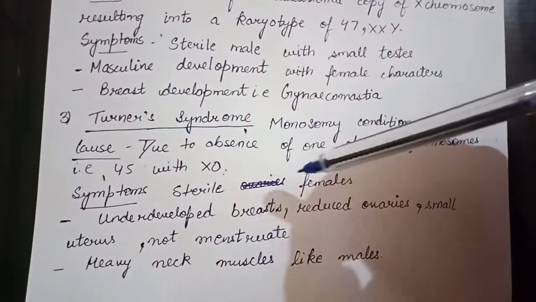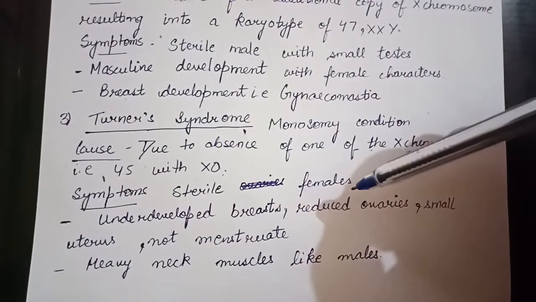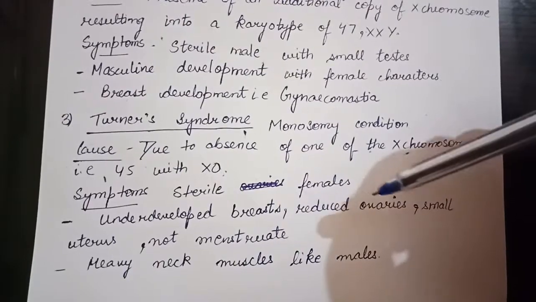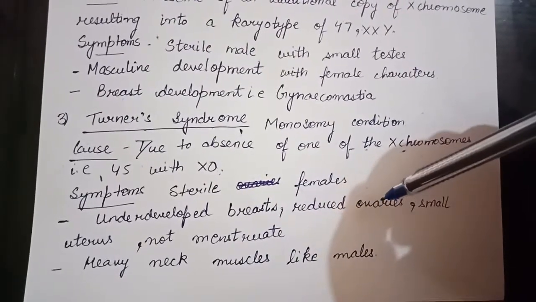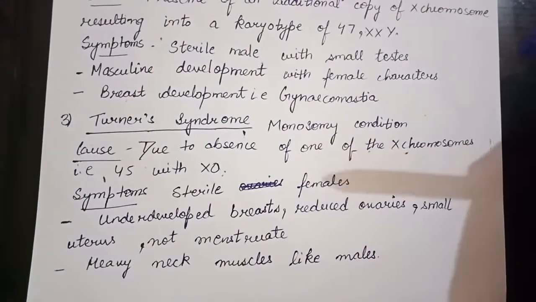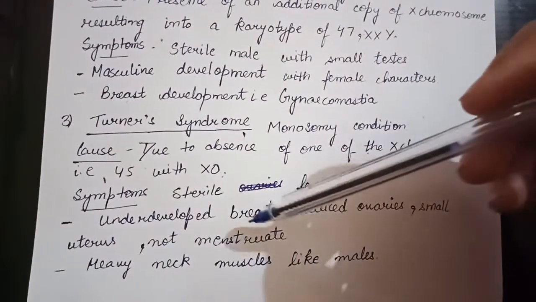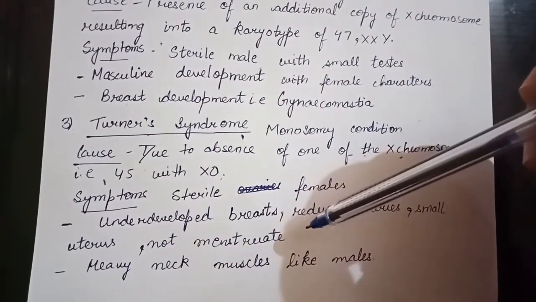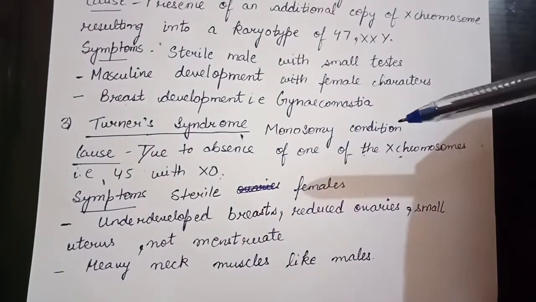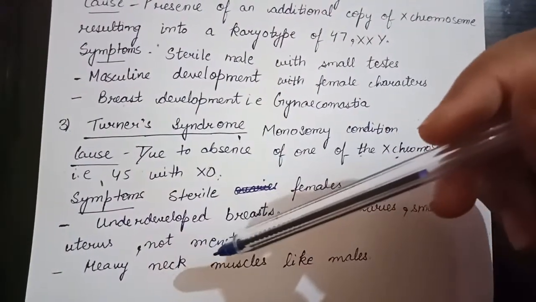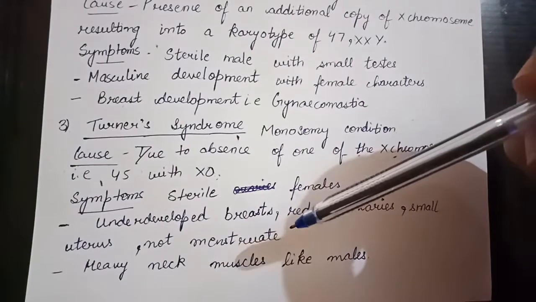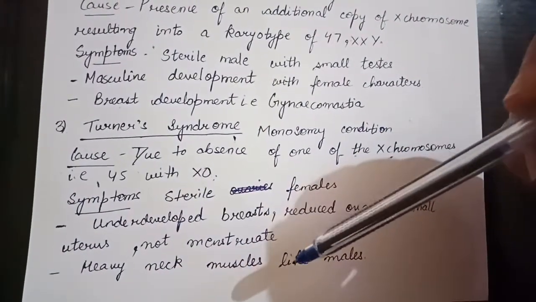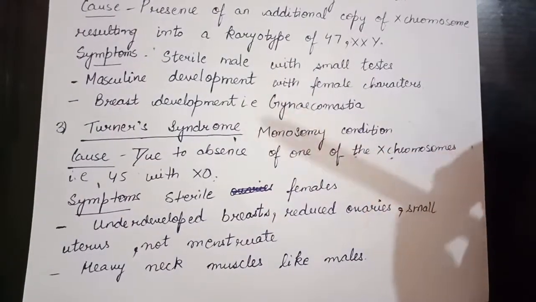And what are the symptoms? Sterile females, underdeveloped breasts, reduced ovaries. Because of this reason they are not able to ovulate and not able to menstruate, meaning the menstruation period will not occur. But they have some male characteristics also, like heavy neck muscles, as are present in males.